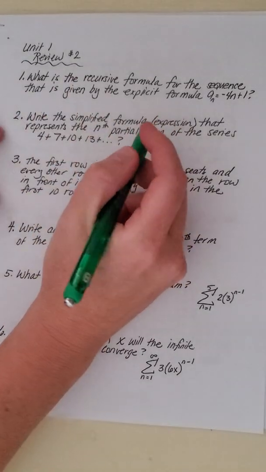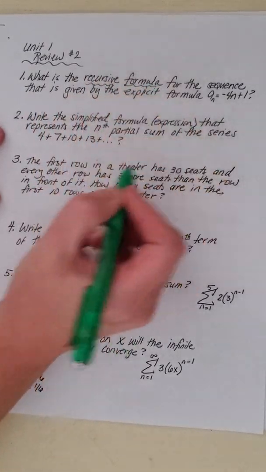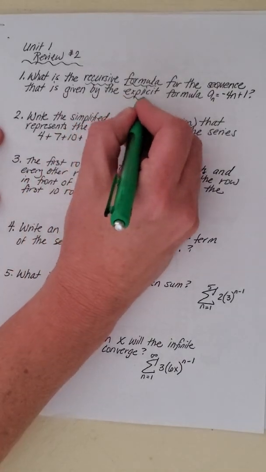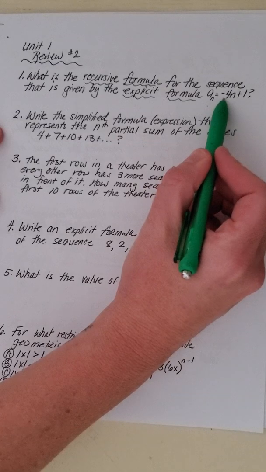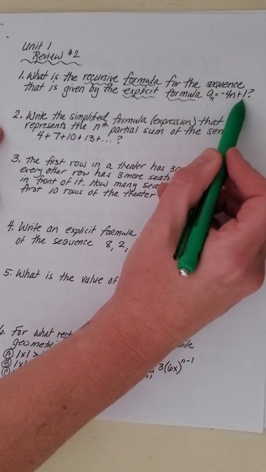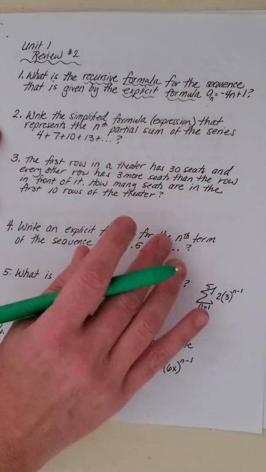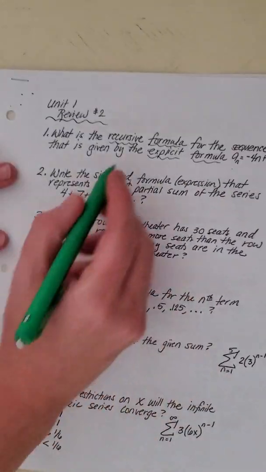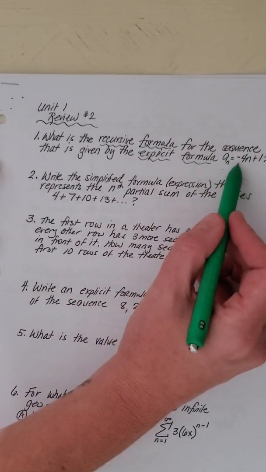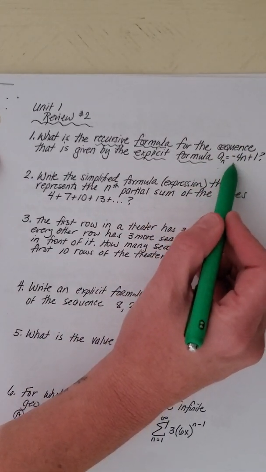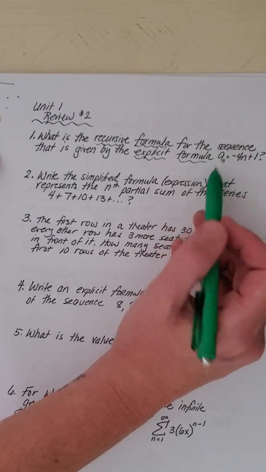Let's begin. It says, what is the recursive formula for the sequence that is given by the explicit formula a sub n equals negative 4n plus 1? So this is my explicit formula, and they want the recursive formula. This is an arithmetic sequence. I can tell because there's a common difference of negative 4, and there's no common ratio given to me.